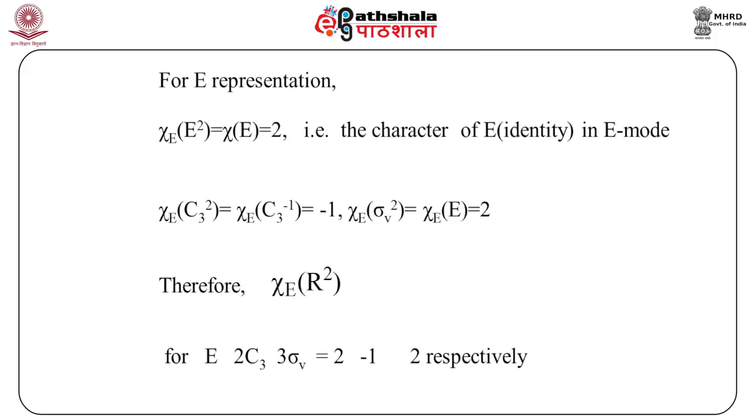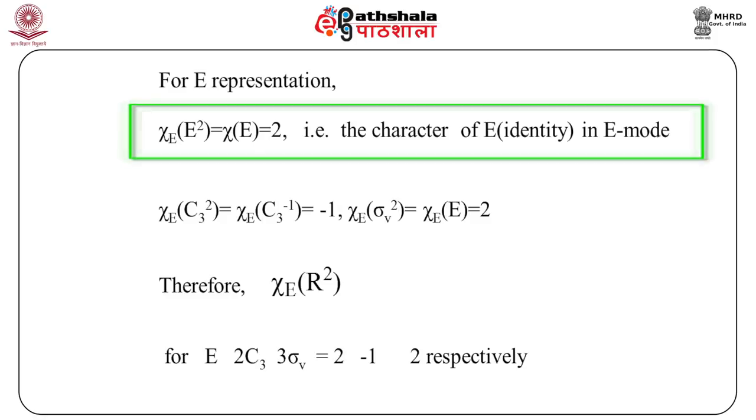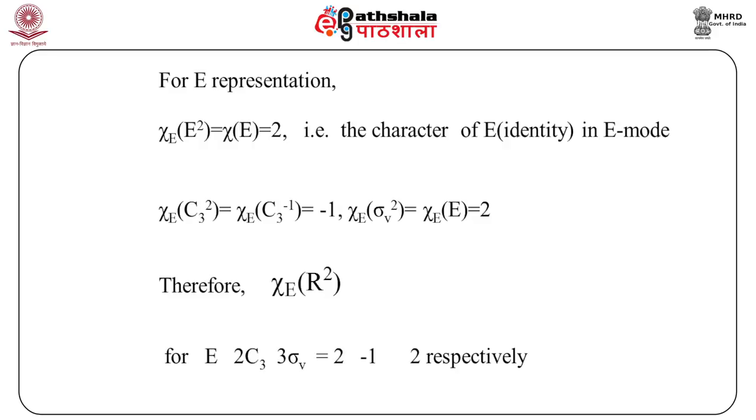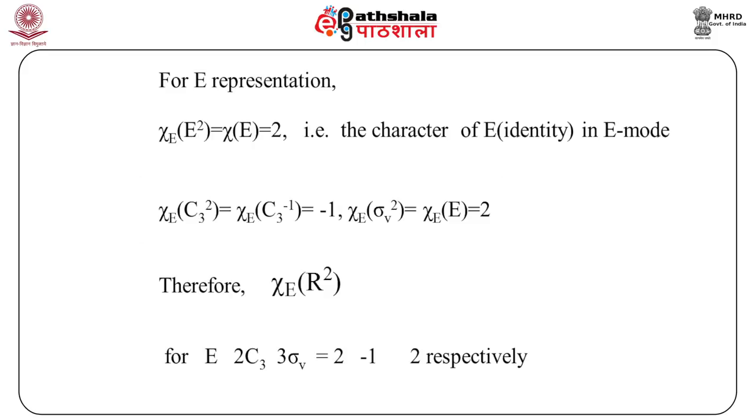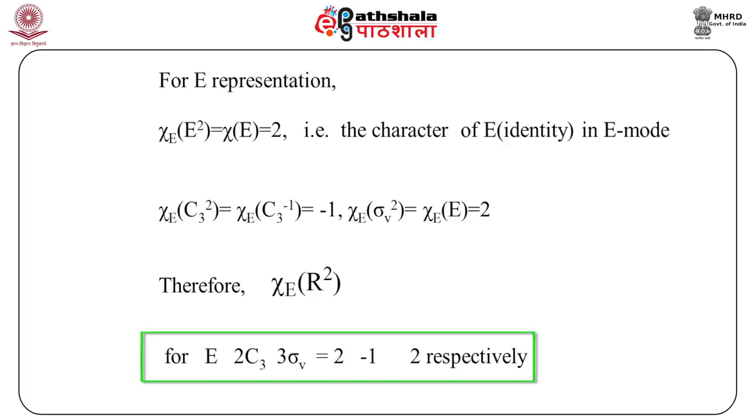For the E representation, chi_E(E^2) is equal to chi_E(E), which is equal to 2. That is the character of the identity in the E mode. Here the E mode and the identity operation should not be confused with each other. Chi_E(C3^2), which is chi_E(C3^-1), is equal to minus 1. Chi_E(sigma_v^2) is chi_E(E), that is 2. Therefore, the character for the E operation carried out 2 times, R^2, for E, 2C3, 3 sigma_v, is 2, minus 1, 2 respectively.